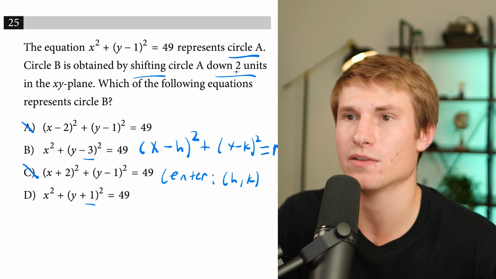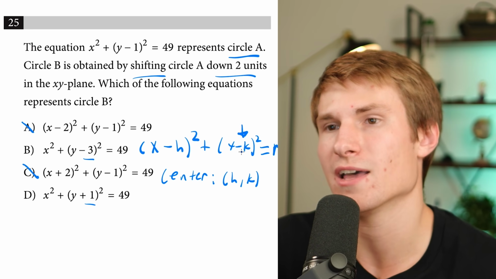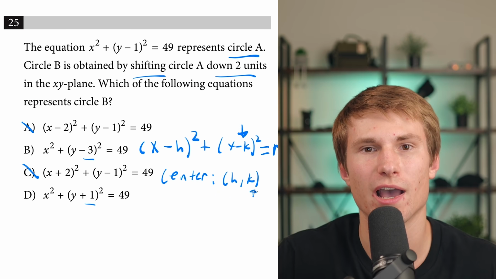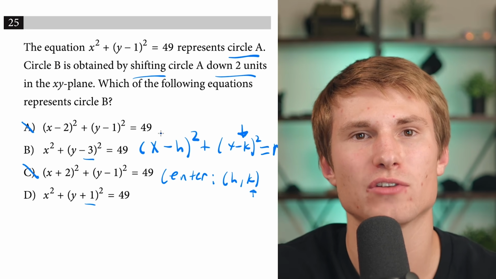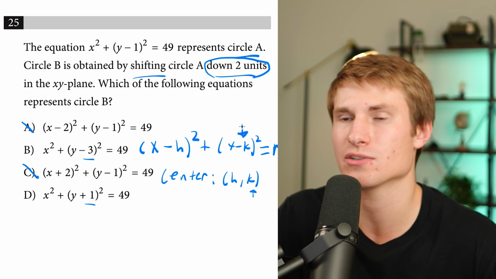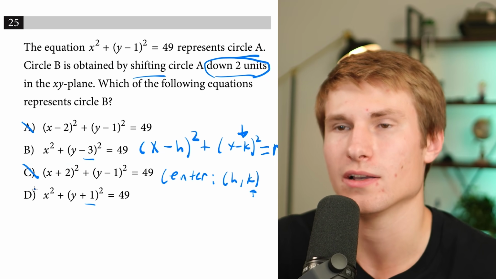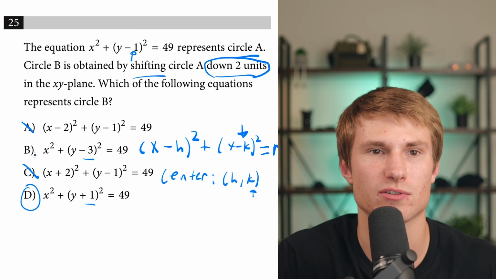Now, you have to understand that if you're shifting the circle down by 2 units, that minus k means your center is at k. So if you need your center to move down, then you have to ultimately add 2, okay? Because if you want to move that center down 2 units, you have to add 2 because there's that minus sign in front of k. All right, so then you take this minus 1, you add 2, and you get y plus 1, so your answer there has to be answer choice D.